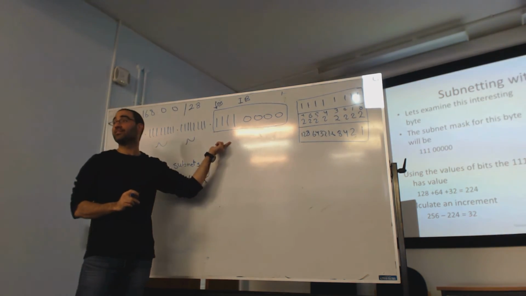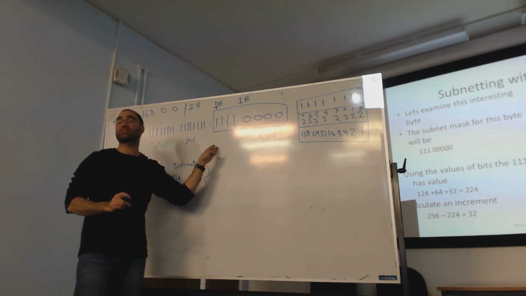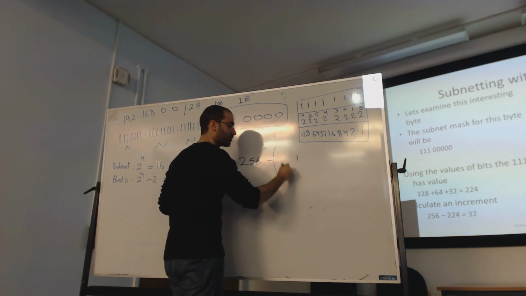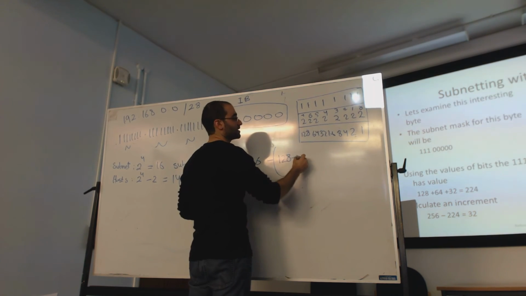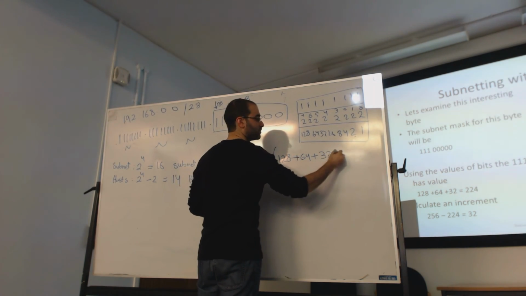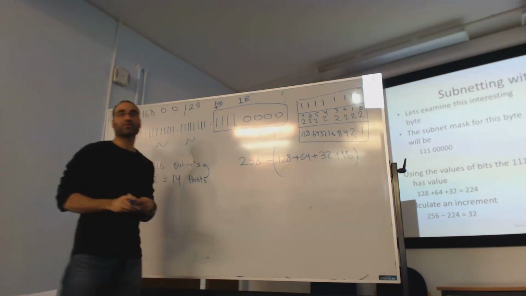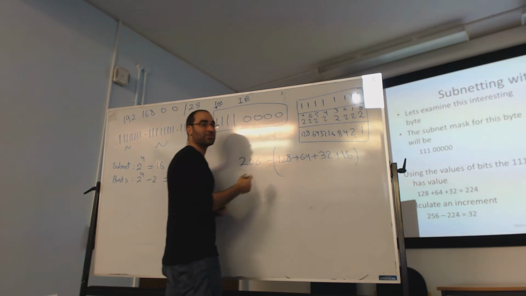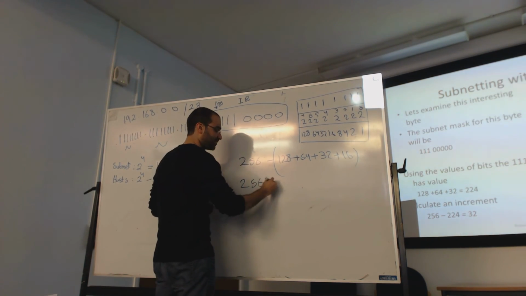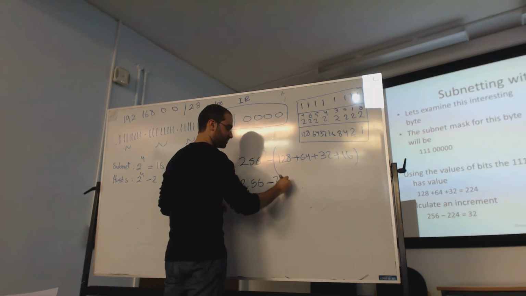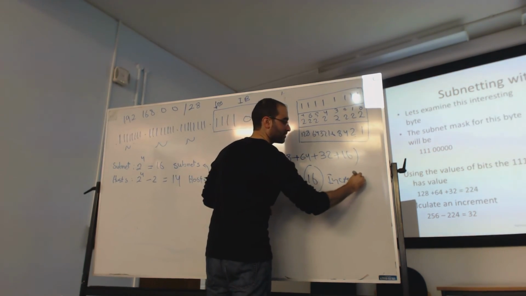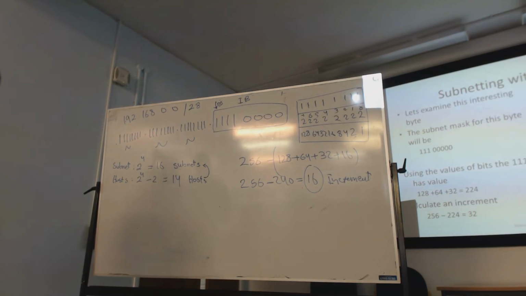How many 1s do I have here? I have 4 starting from the leftmost side. So that's 128 plus 64 plus 32 plus 16. So your formula says 256 minus that value. That's what we're going to do. It will tell me what it is, and eventually it will be 16 here. That's your increment. Any questions?